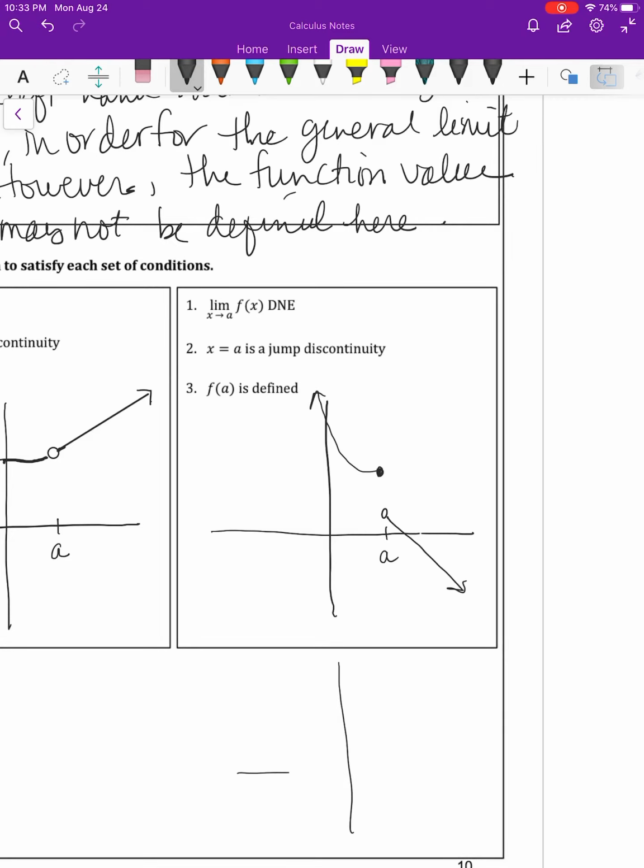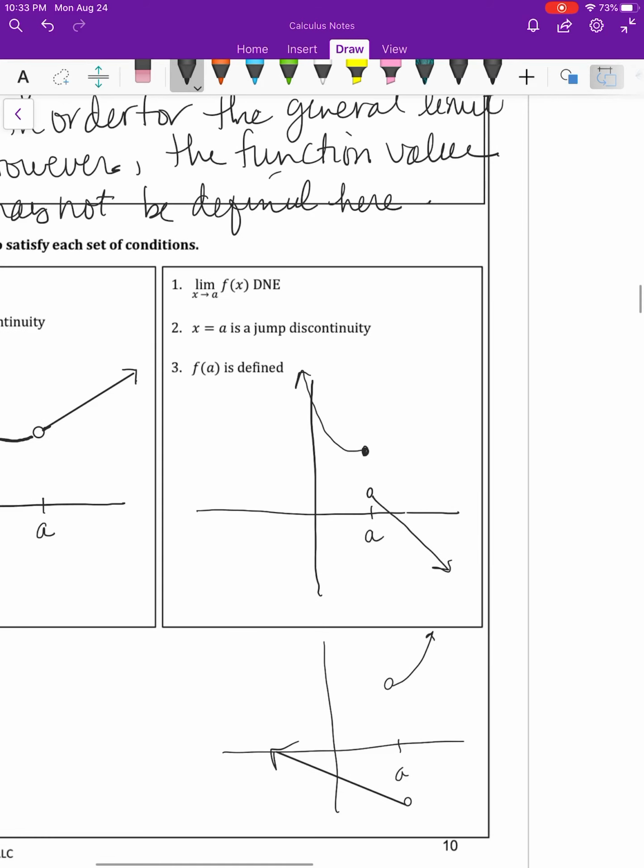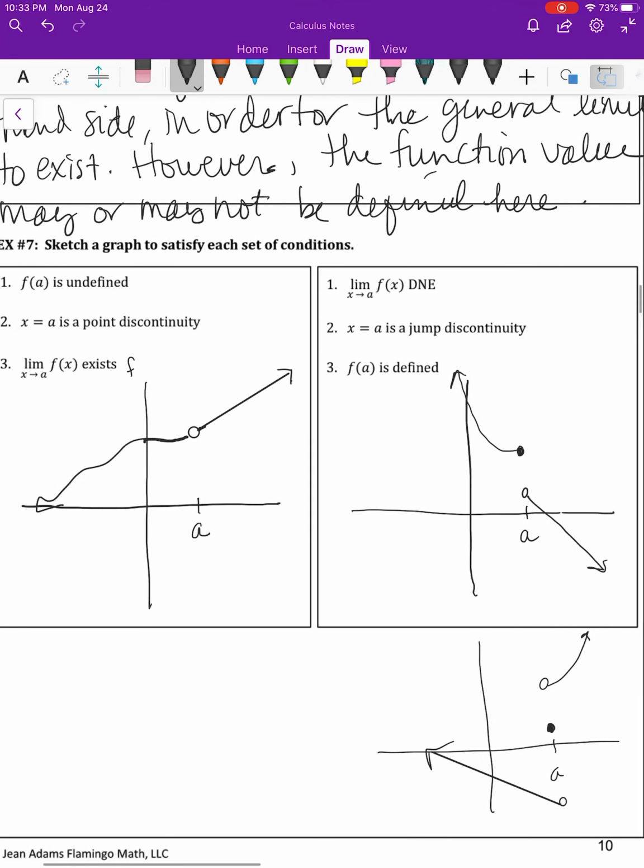You could also have had something like, if this is your a, an open circle here, open circle here, and nothing else, undefined for a. Oh no, it said it had to be defined. So you could have had it defined here, like that. So it could have looked like that.